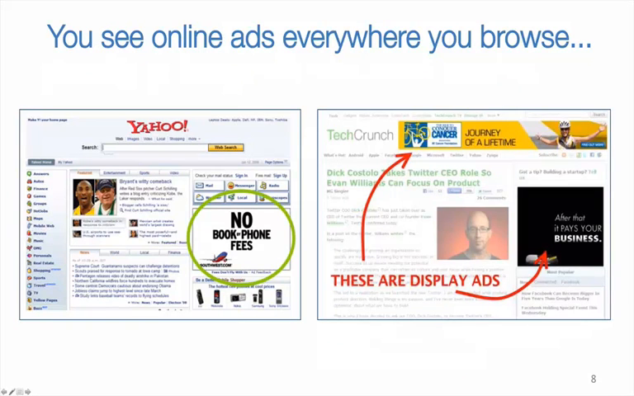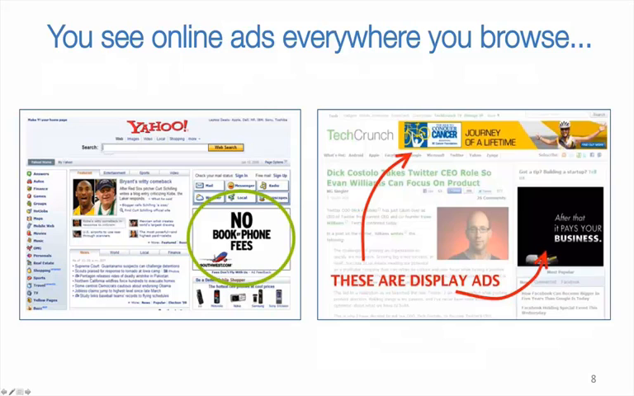Now, you see online ads everywhere you browse, right? Just to make sure we all know what we're talking about. You can't visit a site on the internet today without seeing ads. And you can see here, circled in green on Yahoo and on TechCrunch, advertisements up here, advertisements over here, and really, there are advertisements throughout these sites, pretty much everywhere you look.